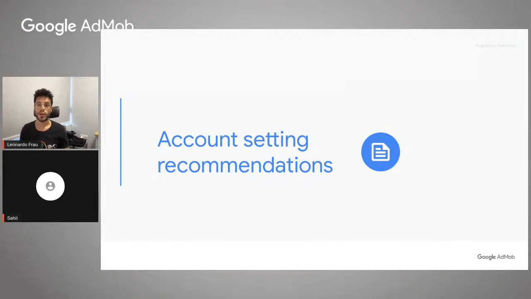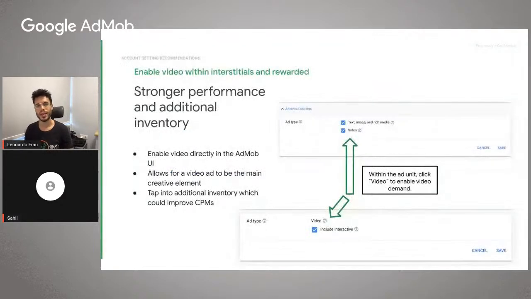Now I've shared our ad format recommendations. Let's move on to AdMob account setting recommendations to help improve your account performance. So these recommendations are generally tied to the user interface. So you can open your AdMob account, and let's play with that. So firstly, I would encourage you to enable video within interstitial and rewarded ads directly in the AdMob UI to allow video ads to be the main creative element and tap into additional inventory, which could improve eCPMs.